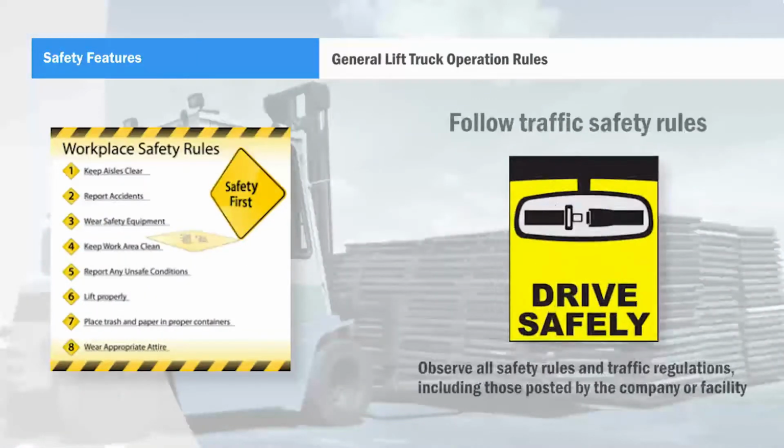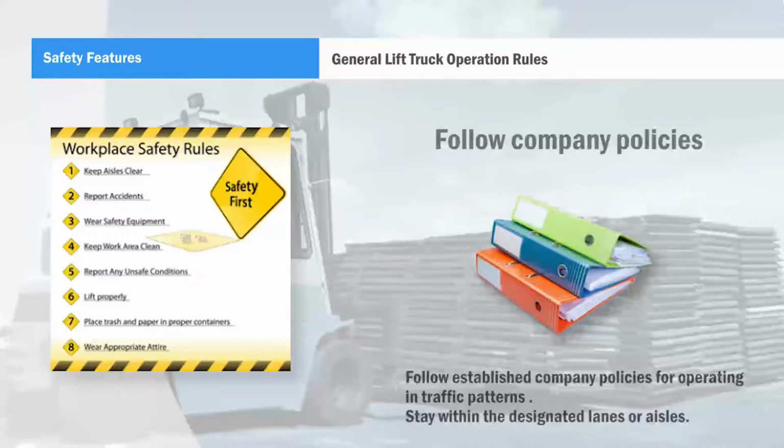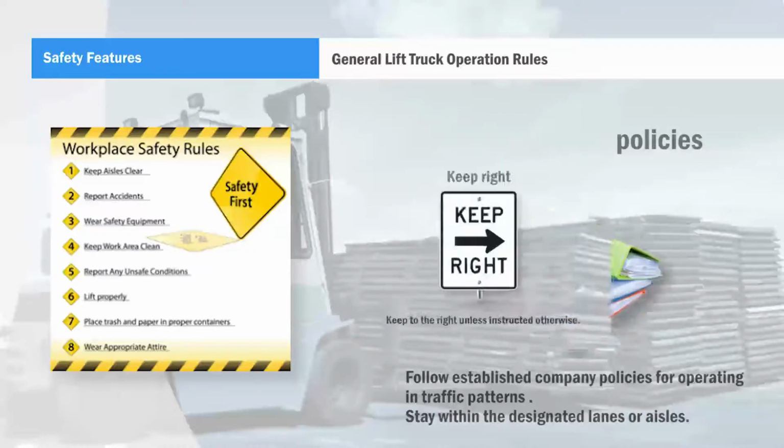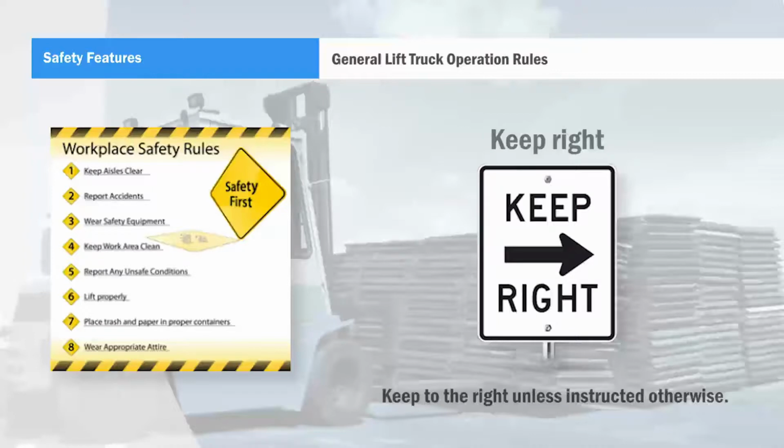Here are the workplace safety rules. Follow traffic safety rules. Observe all safety rules and traffic regulations, including those posted by the company or facility. Follow company policies. Follow established company policies for operating in traffic patterns. Stay within the designated lanes or aisles. Keep right. Keep to the right unless instructed otherwise.